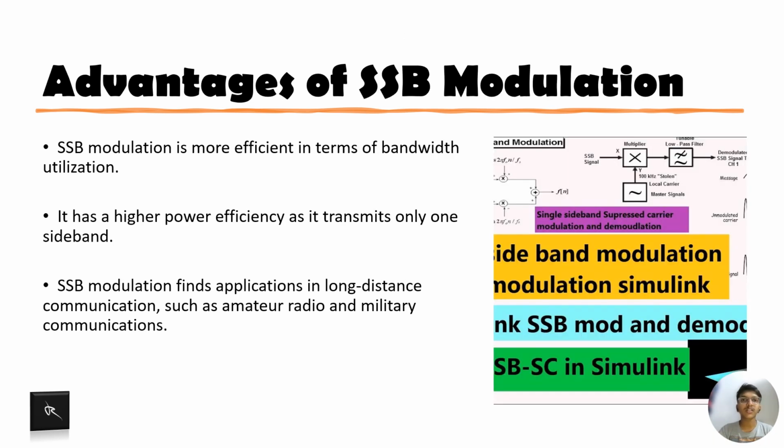Here are the advantages of SSB modulation. SSB modulation is more efficient in terms of bandwidth utilization. It has a higher power efficiency as it transmits only one sideband. SSB modulation finds applications in long-distance communication such as amateur radio and military communications.